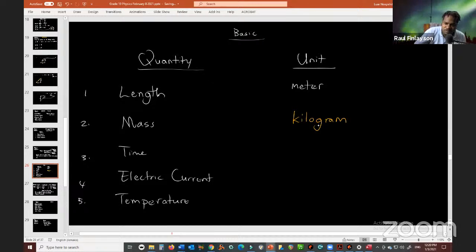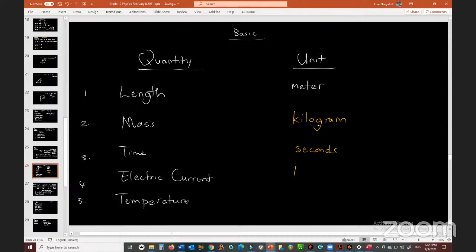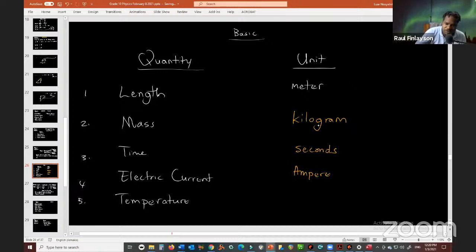All right. What's the unit for time? Second, sir. Seconds. All right. And what is it for electric current? Ampere. And let's go with that. And then for temperature, what is it?